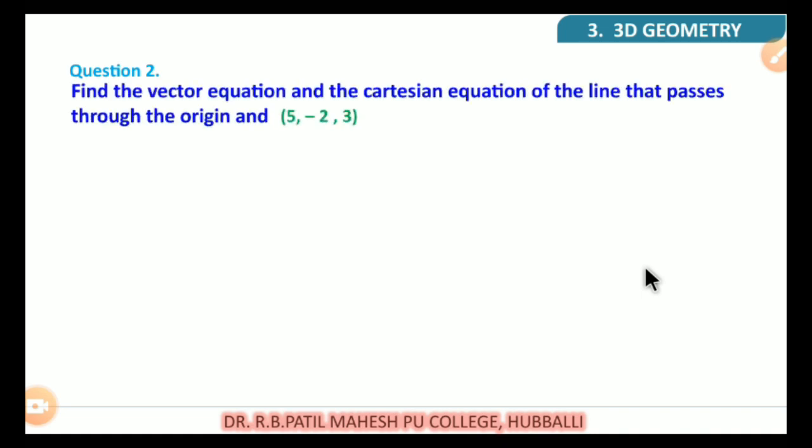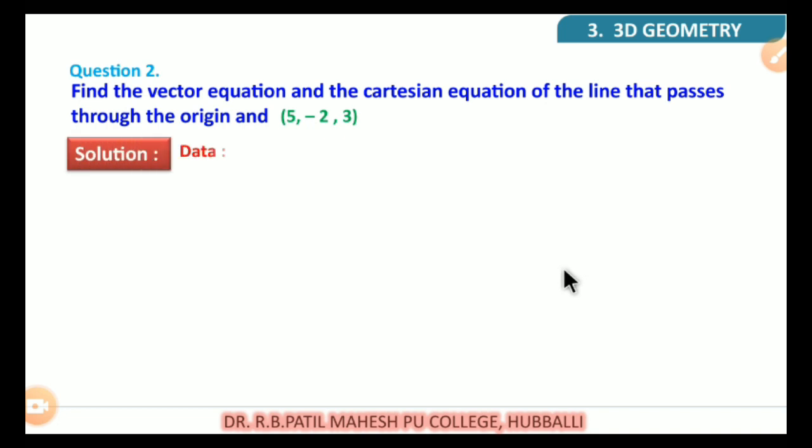I am going to take one more example. Find the vector equation and Cartesian equation of the line passing through the origin and (5, -2, 3). Students, observe here, there must be 2 points, so the points are the origin and (5, -2, 3). For the second point they have given the coordinates, but the first point is the origin. We have already seen the origin has the coordinates 0, 0, 0. So we can use those coordinates here.